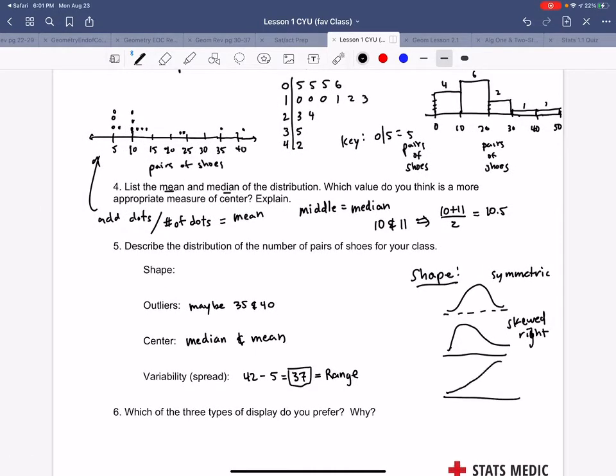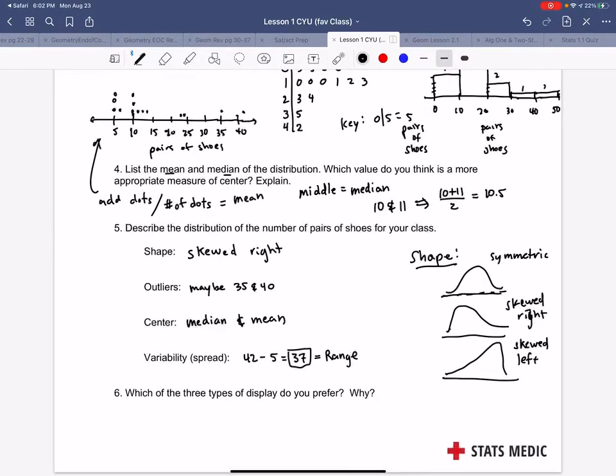And this would be a shape that's called skewed left. So it looks like my data, and again, depending on the class, you may have had skewed right, probably skewed right. And for now, let's just think about those shapes: symmetrical, skewed right, or skewed left. And then you have to make a call. Which of the three displays did you like?